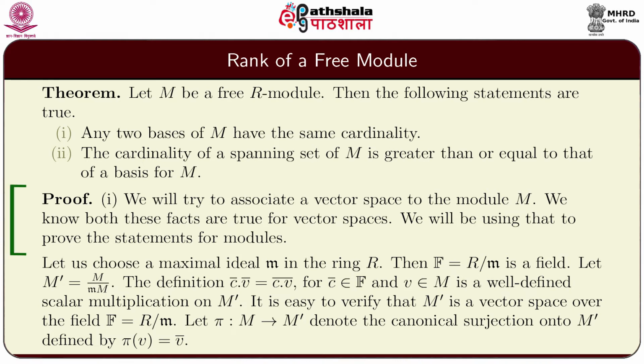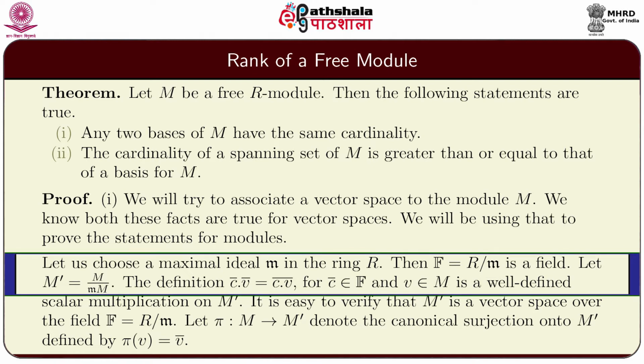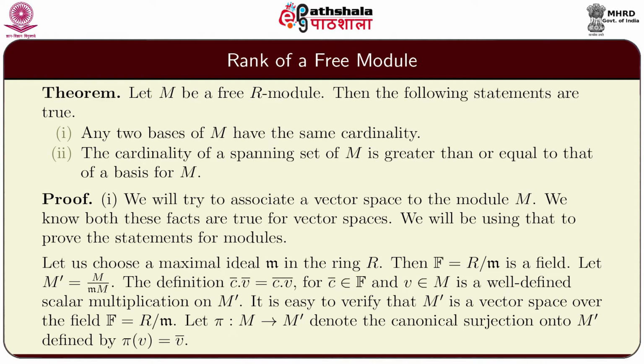Proof of part 1. We will try to associate a vector space to the module M, and we know that both these facts are true for vector spaces, and that we will be using to prove the statement for modules. Let us choose a maximal ideal M in the ring R, which we know that it exists because R is a commutative ring with identity, and take the quotient ring R modulo M. M being a maximal ideal, the quotient ring is a field denoted by F.